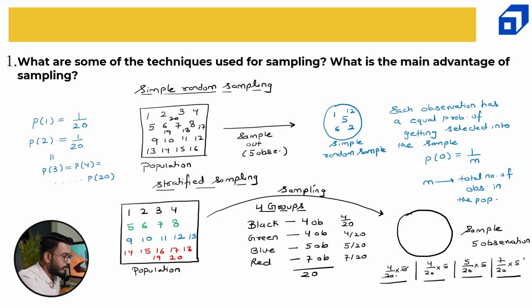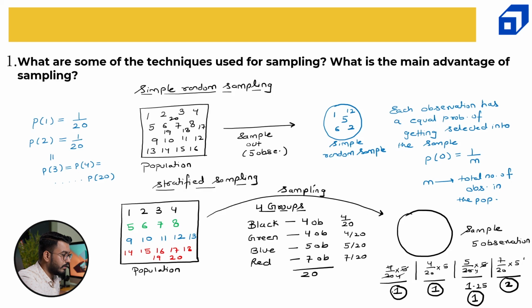5 times 4, I'll get 1 over here, 1 over here, and this will be around 1.25 something. So it is approximately 1 only. So 1, 2, 3, and here I'll get 2 point something, so let's say 2. So my total selection, or my final selection, would be in this format.